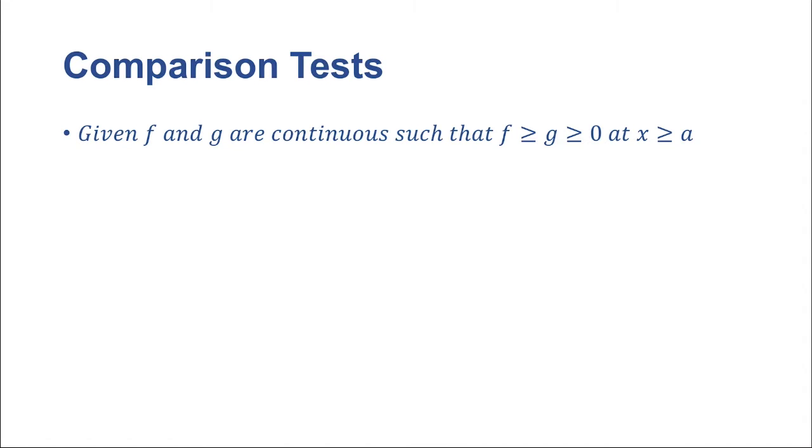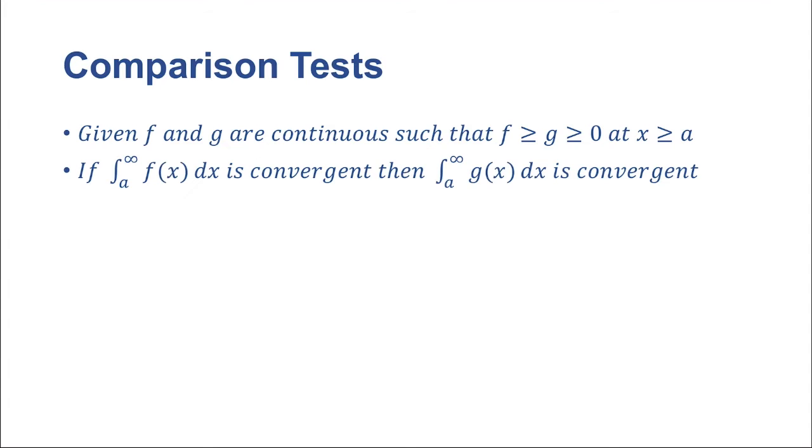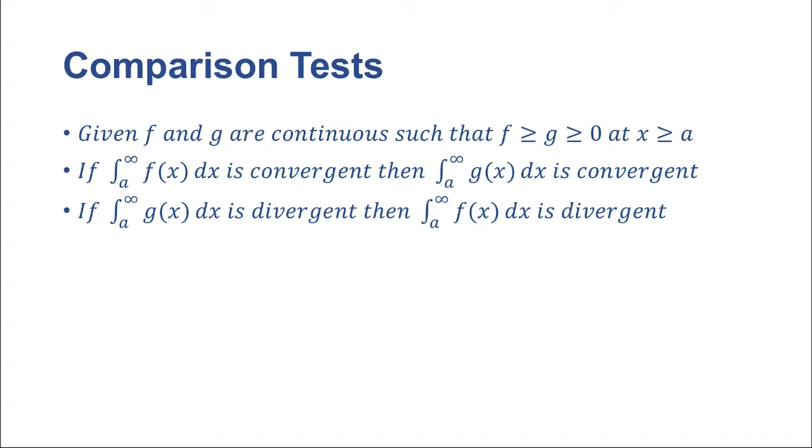So given that f and g are continuous such that f is greater than or equal to g is greater than or equal to 0 for x greater than or equal to a, then if the integral between a and infinity of f of x dx is convergent, then the integral between a and infinity of g of x dx is convergent. And likewise, we can say that if the integral between a and infinity of g of x dx is divergent, then the integral between a and infinity of f of x dx is divergent. So these are pretty helpful. These are pretty simple.